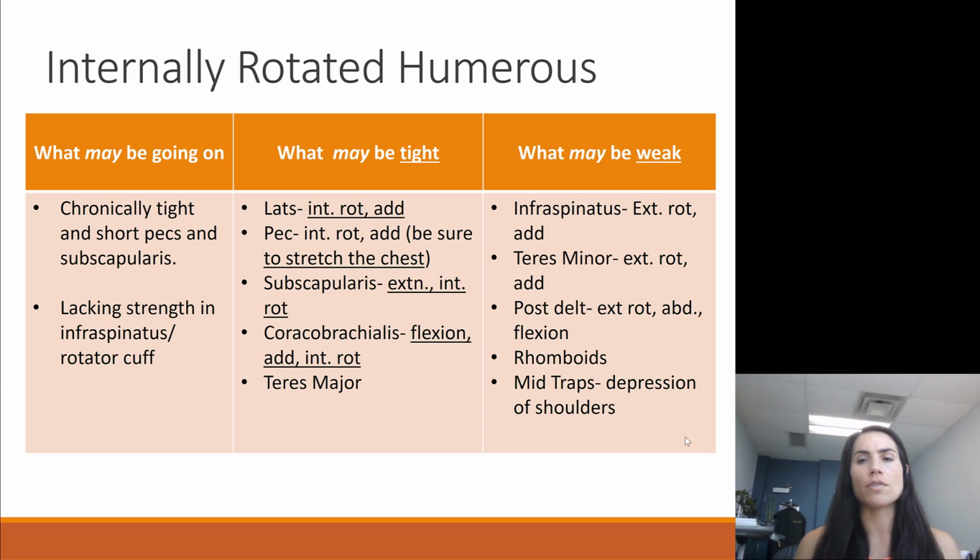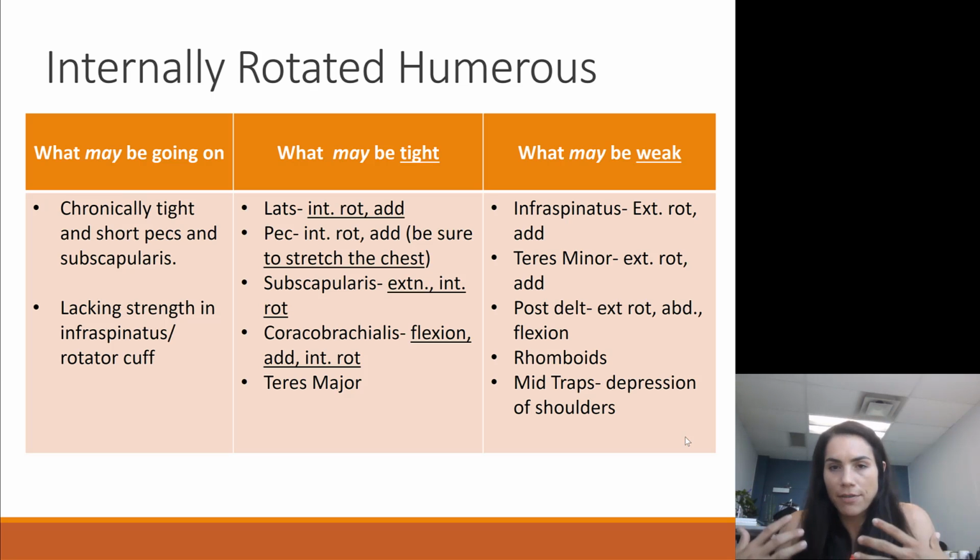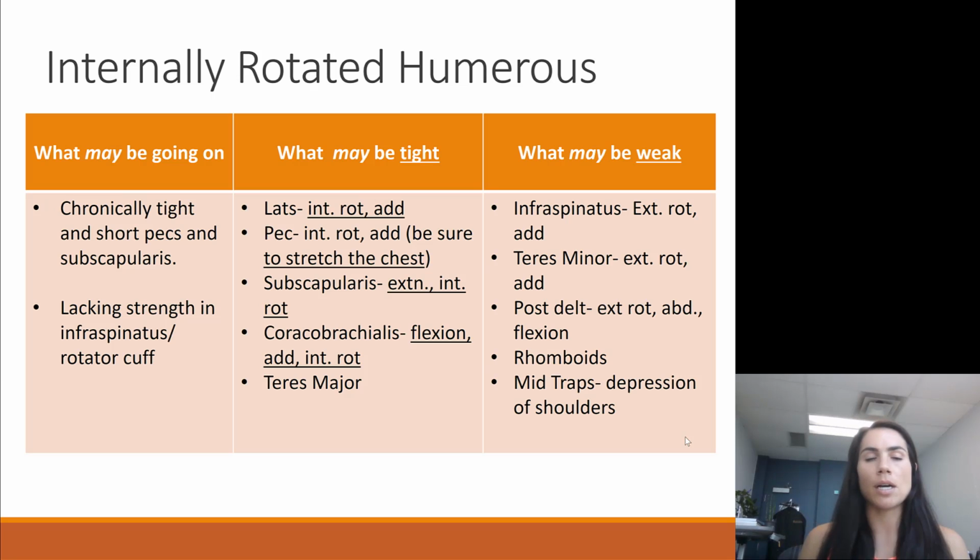So here's a nice kind of overview of thinking through that a little bit. So if you have a client who has an internally rotated humerus, right, which is that kyphosis type posture, what may be going on? So again, we might have chronically tight and short pecs and subscapularis. What might be tight? Lats, maybe, okay, pecs, potentially, right, and so we need to stretch those. Subscapularis, okay, and coracobrachialis, say that 3 times fast, which helps with flexion and internal rotation, and then also that teres major, okay.